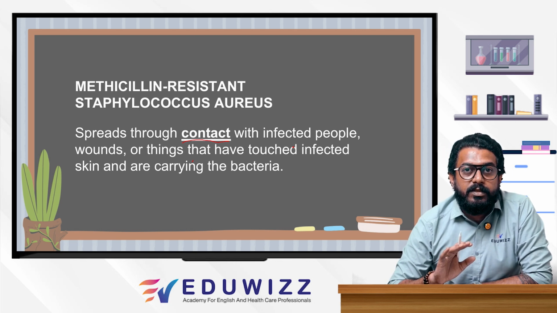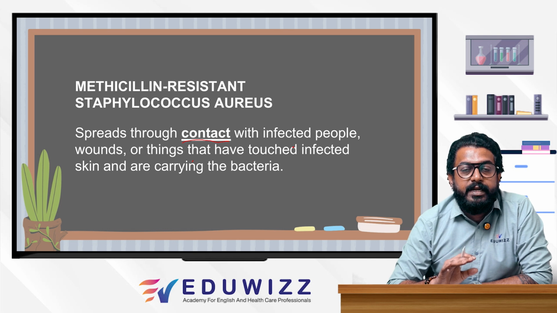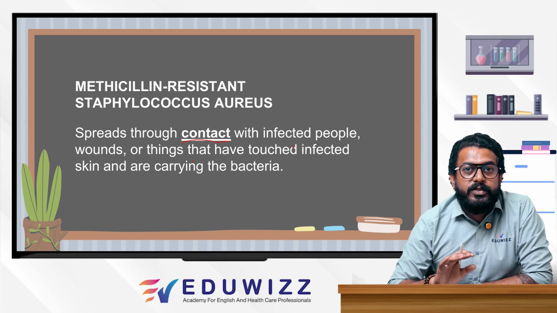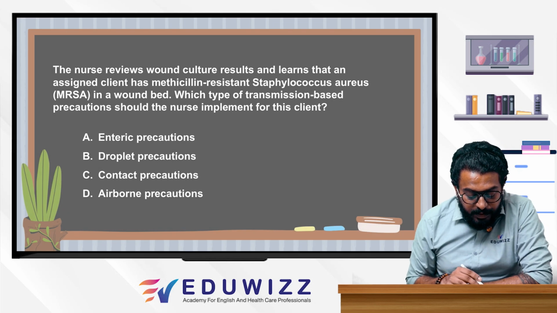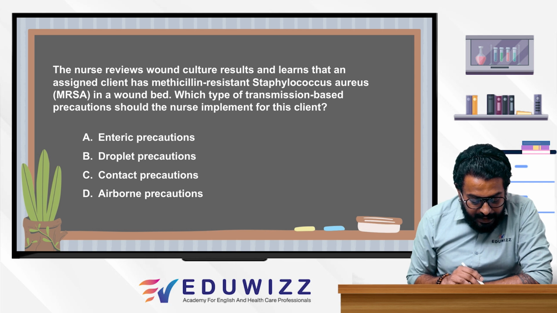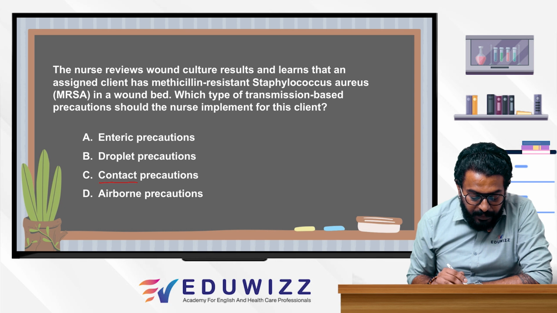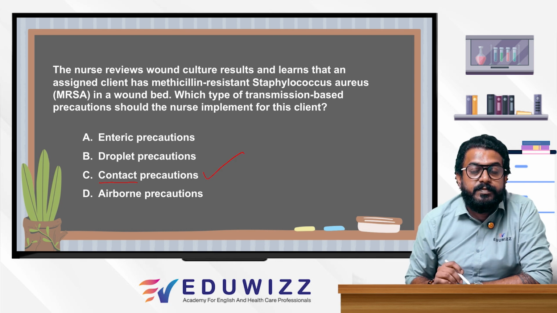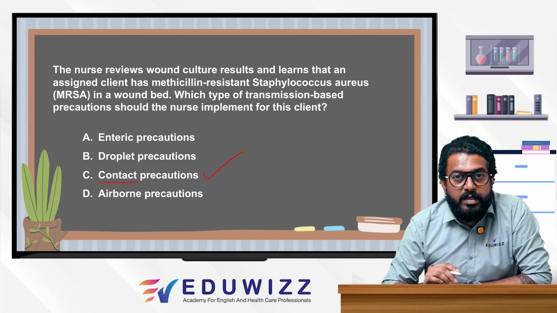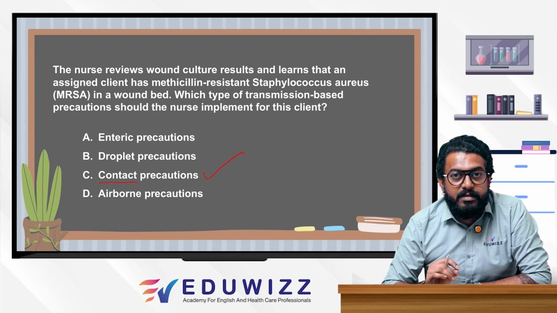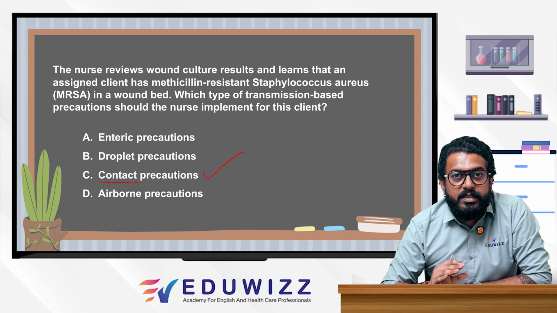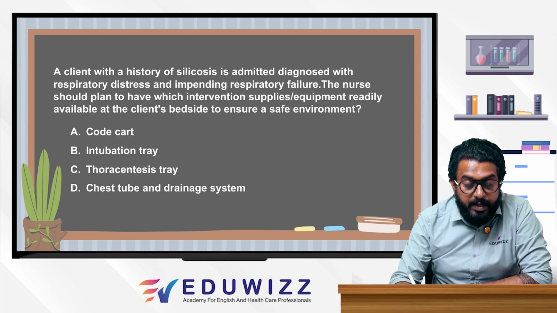So basically, the transmission is by contact, and therefore we should use contact precautions. Options are enteric, droplet, contact, and airborne. Since MRSA is transmitted through contact, we should have contact precautions. There is one more question regarding MRSA. The drug which is used for MRSA is vancomycin. The drug of choice for MRSA is vancomycin. Next question.